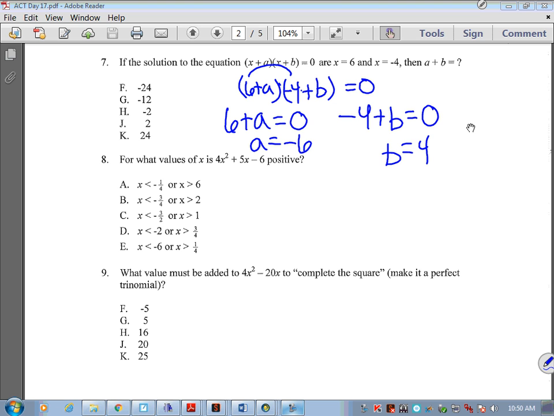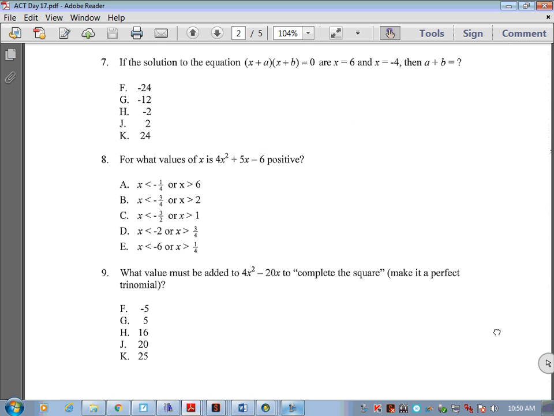And so then it says, what is a plus b? Well, that's -6 plus 4. That gets you your -2. Sorry, like when you don't have any notes. All right, so that's the quickest way to go with that route. Okay. 8 or 9? 8.